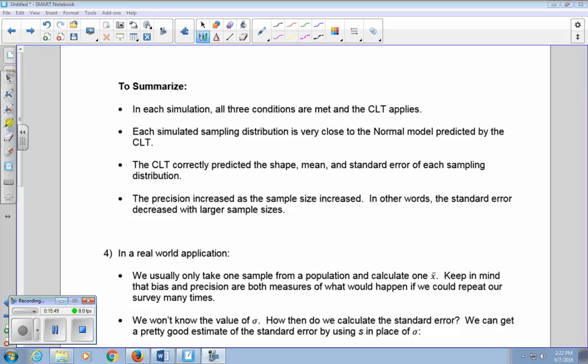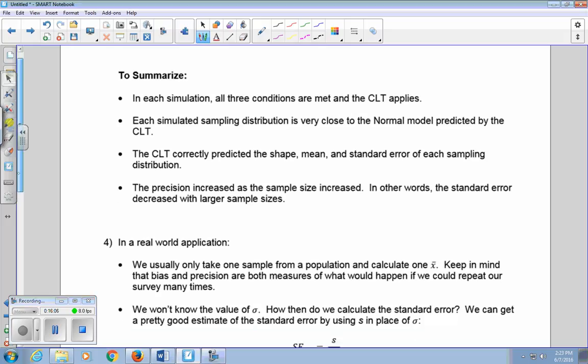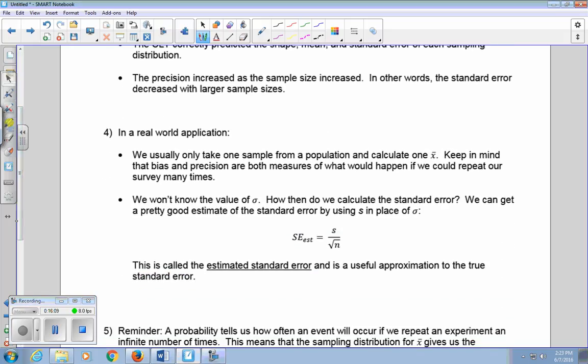To summarize, in each simulation, all three conditions were met. Each simulated sampling distribution is very close to the normal model predicted by the central limit theorem. The central limit theorem correctly predicted the shape, the mean, the standard deviation of each sampling distribution. The precision increased as the sample size increased. In other words, the standard error decreased with larger sample size.